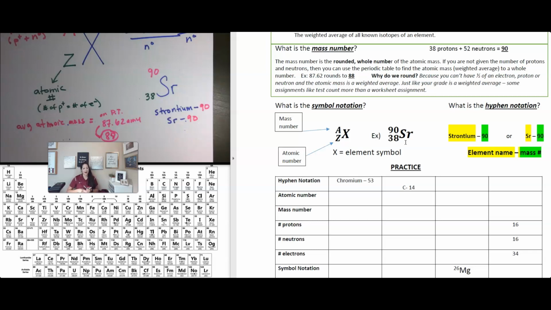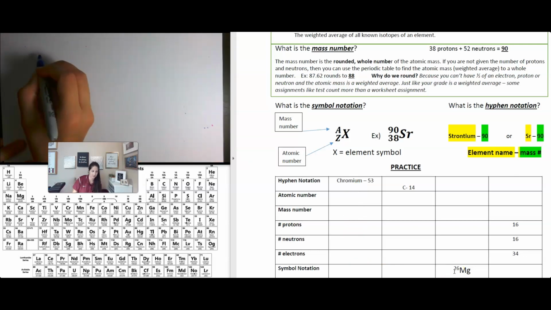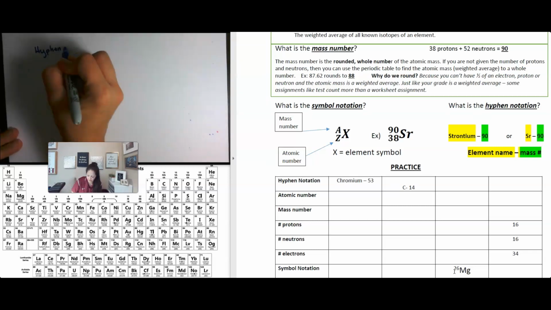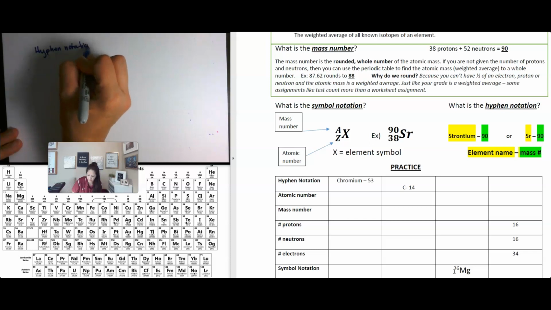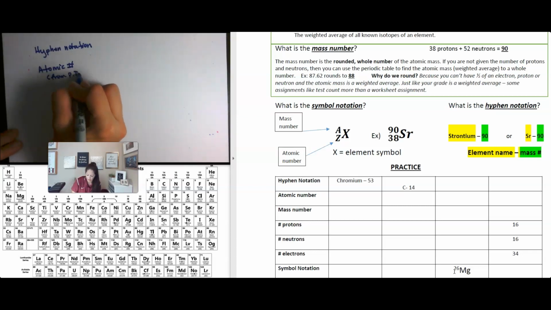So let's take a look at some atoms and see if we can fill in the chart. Taking a look at this chart here, we see that it's giving us the hyphen notation, and then it's also writing the one with the symbol hyphen notation there. So we're going to fill all these items in. We're going to find the hyphen notation, the atomic number. How do we find the atomic number? That's going to be from the periodic table.